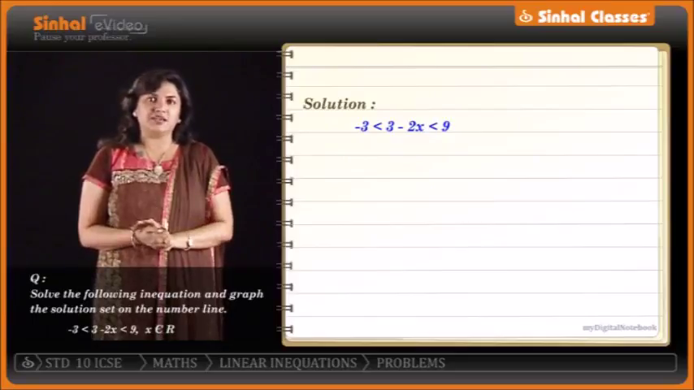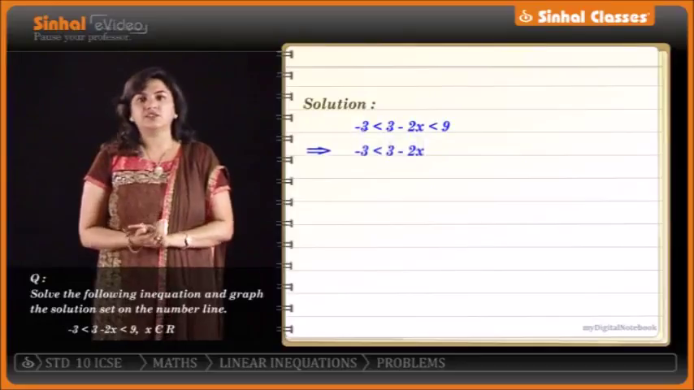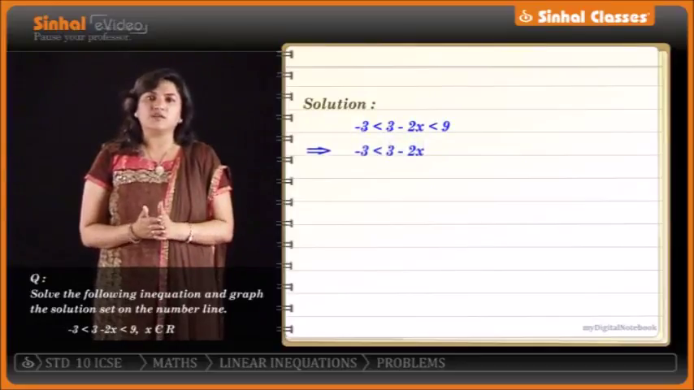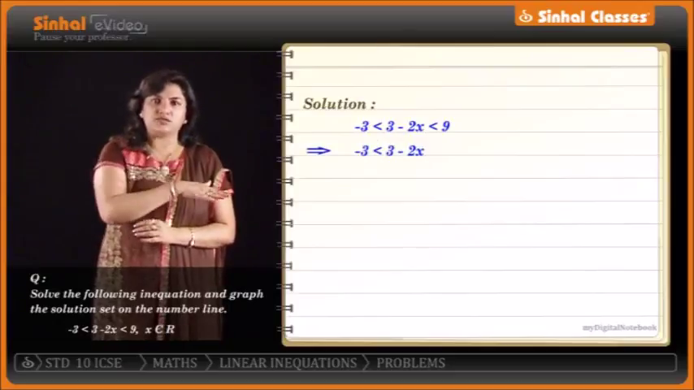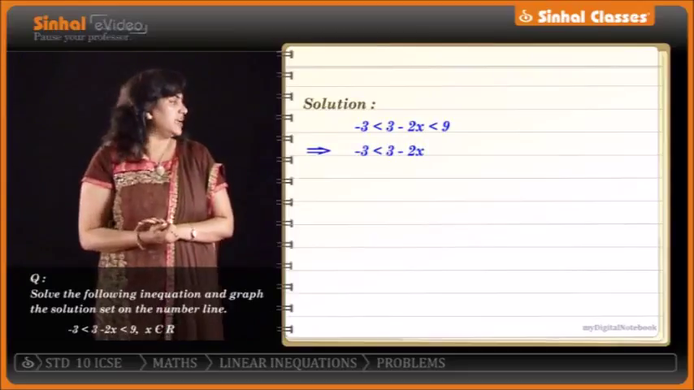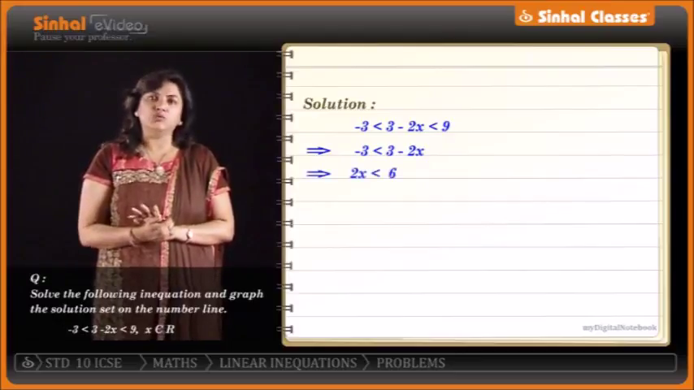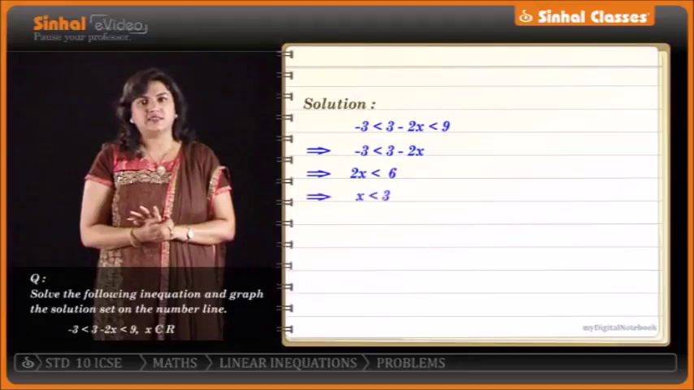Let's take the first inequation, minus 3 less than 3 minus 2x. Now we want to solve this, that is to make x the subject of the inequation. So we transfer minus 2x to the left and minus 3 to the right. We get 2x less than 3 plus 3, that's 6. Now divide by 2, we get x less than 3.